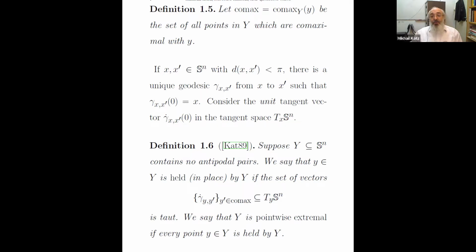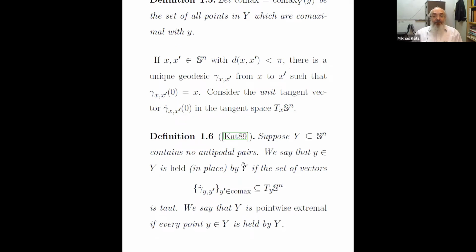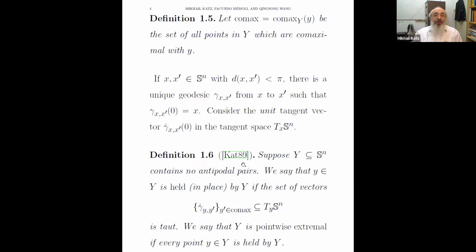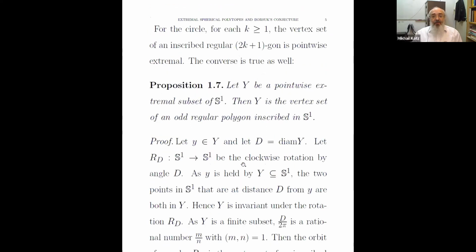And we say that Y is point-wise extremal if every point of Y is held by Y. So again, the only example we have right now is the regular tetrahedron, but we'll see more interesting examples in the sequel. So let's see what happens in the case of the circle to get a feeling for how this notion translates into the geometry.